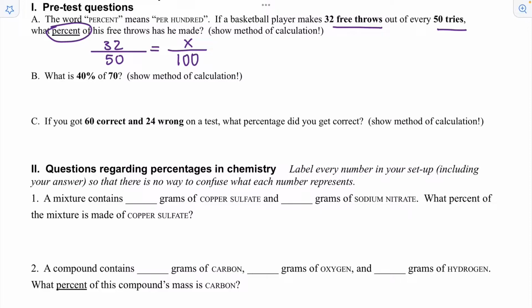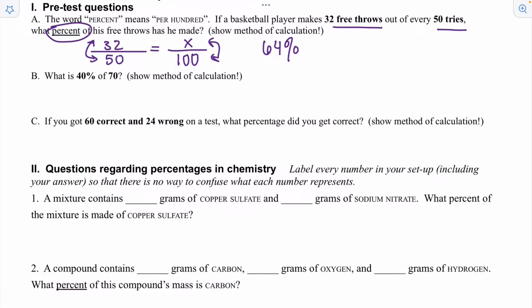I'm sure you've done percentages before where you divide the part by the whole and multiply by 100. This is that same thing. I'm just setting up as a proportion so you can see that what I'm really doing is making a ratio. I'm looking for the ratio of 32 to 50 and trying to figure out what is that ratio over 100. So if you do this math, 32 divided by 50 and then multiply by 100, you'll get 64%. That is their free throw average.